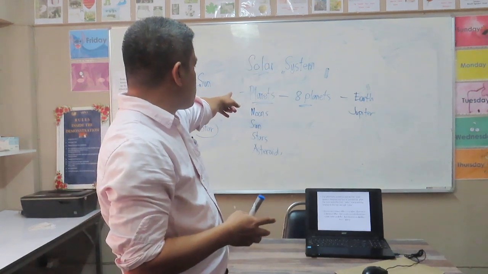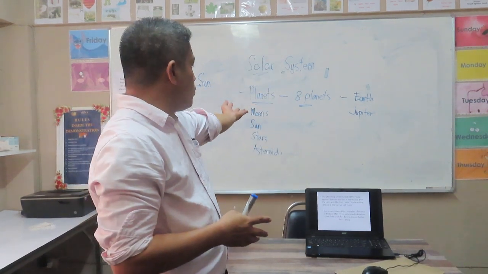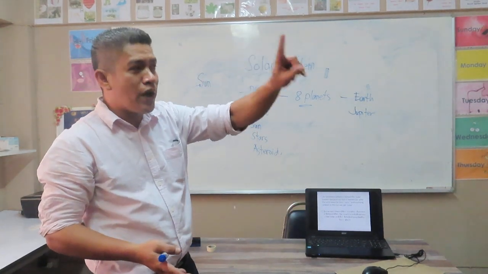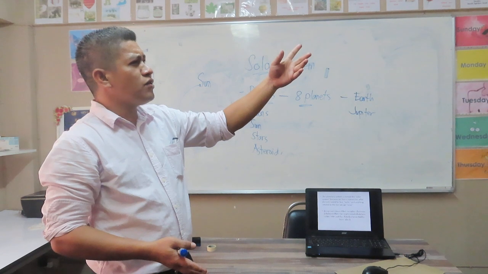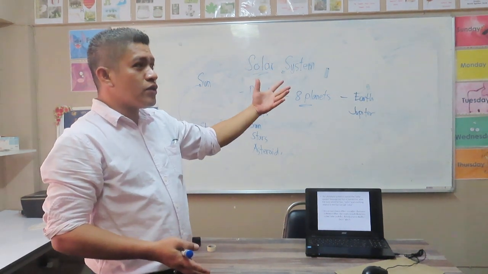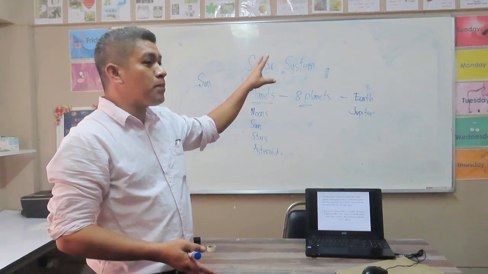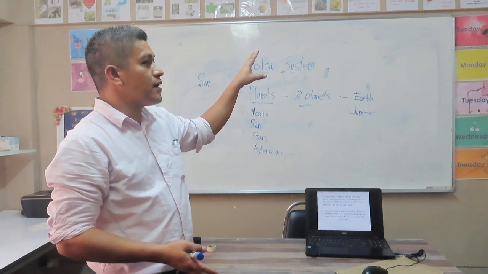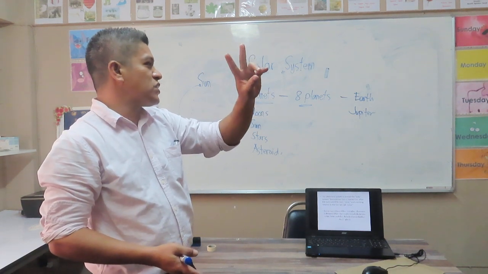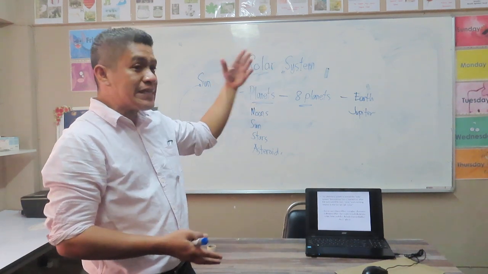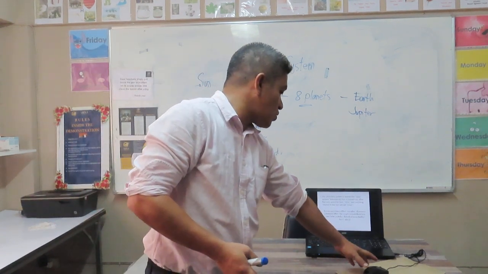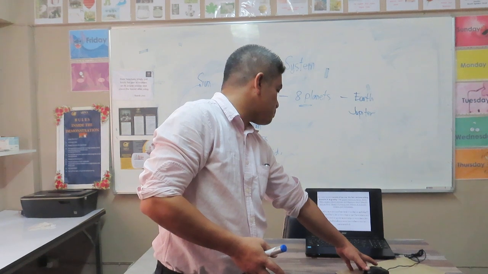Now these planets have moons, a lot of moons. Earth only has one moon, Jupiter I don't know, maybe five moons, Venus, every planet has a moon, but I think two planets don't have a moon. We will discuss that later, okay? Now, that is solar. Let's proceed.